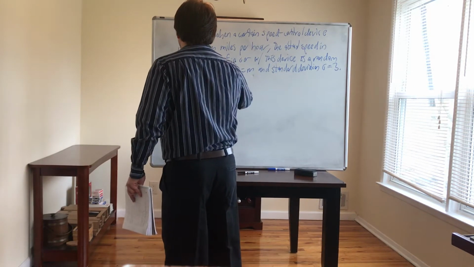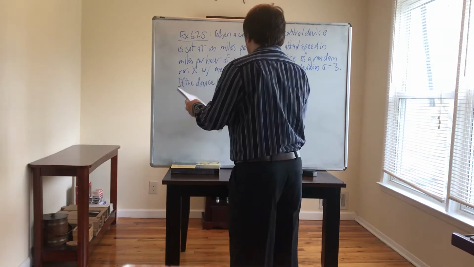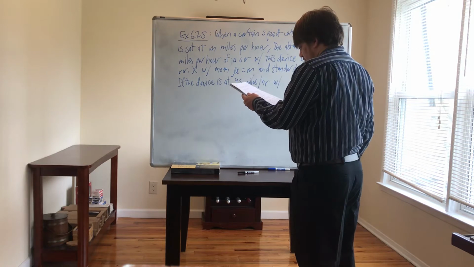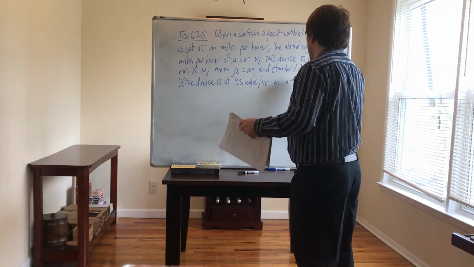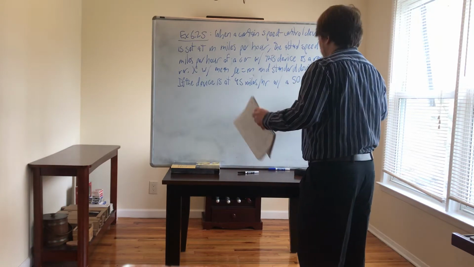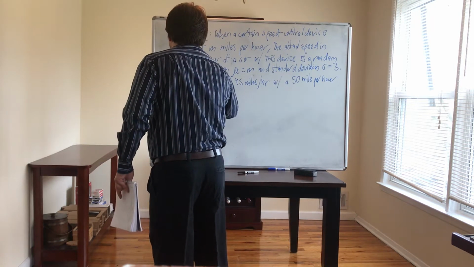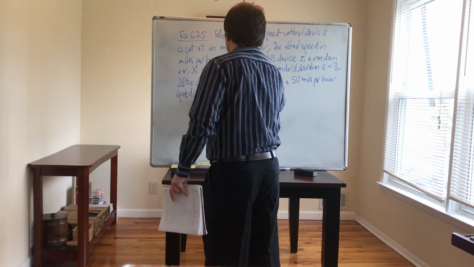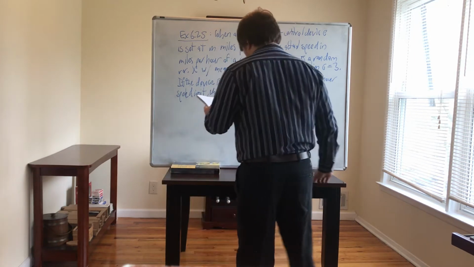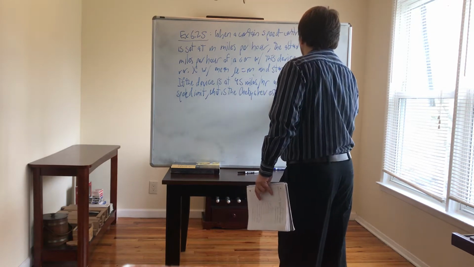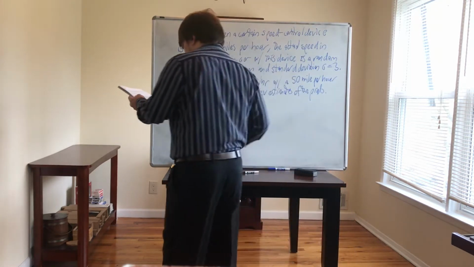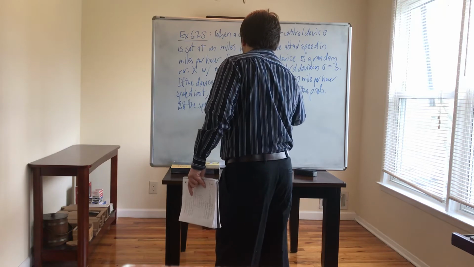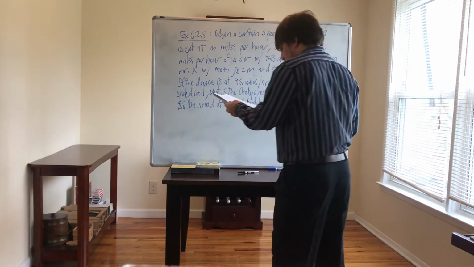If the device is set at 45 miles per hour with a 50 mile per hour speed limit, what is the Chebyshev estimate of the probability that the speed of the automobile will exceed the speed limit?